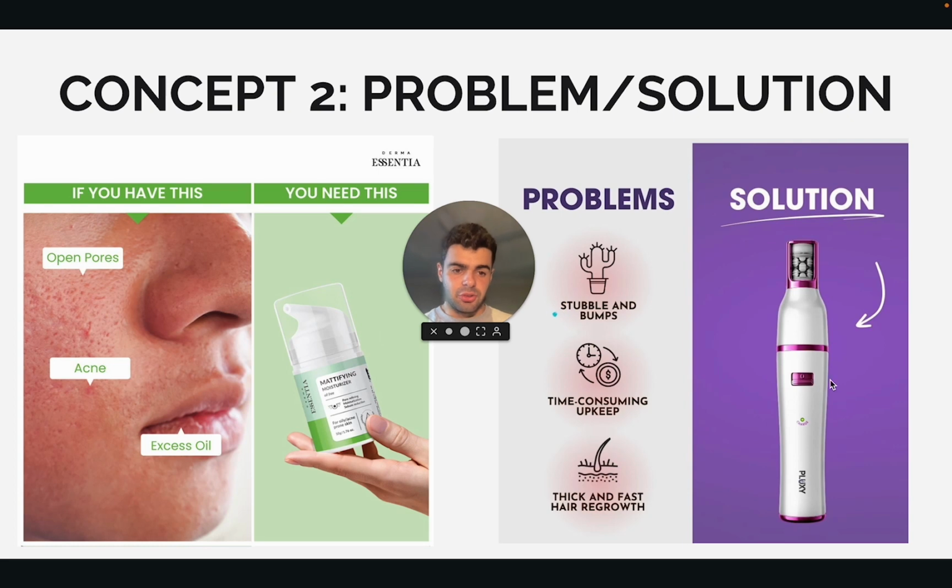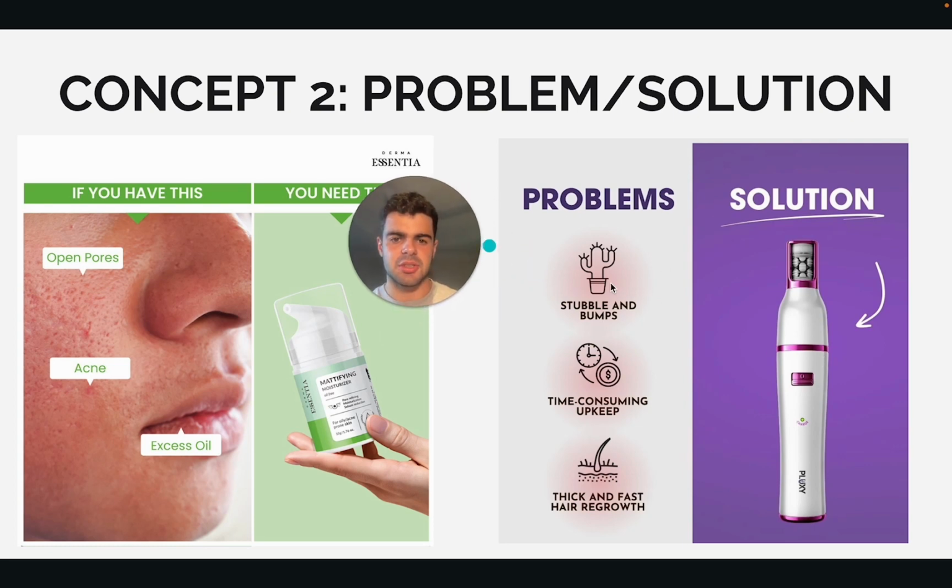This problems versus solution ad was running for actually a really long time as well, and I hadn't seen something specifically like this before, and so I thought I'd put this in. I really like this problems with the icons, so stubble and bumps, time-consuming upkeep, thick and fast hair regrowth, the solution, and then it just points to the product. And the product looks really good. They've obviously done like a nice product photography. A lot of skincare brands have these style images where it's just like a picture of the bottle and that sort of thing. So I think you can definitely use something like this for a skincare product.